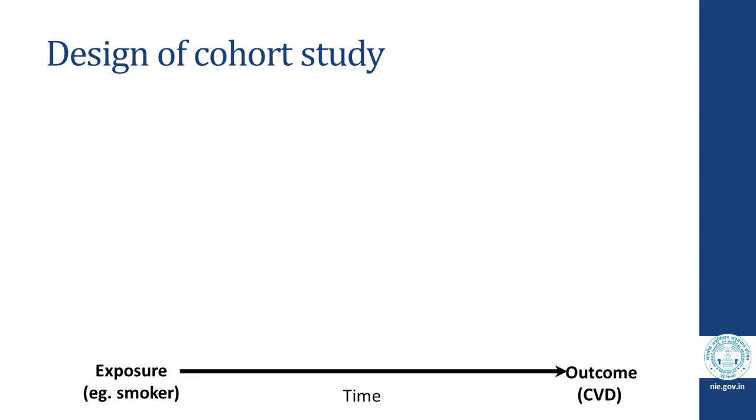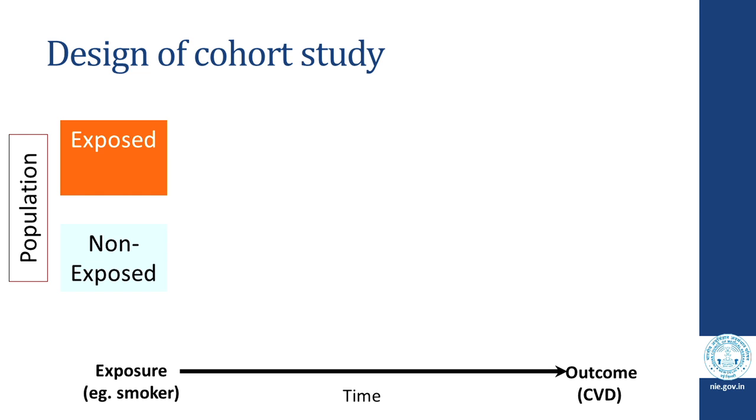As we know, cohort study will progress from exposure to outcome, and in this particular example, exposure is say cigarette smoking and outcome is development of cardiovascular disease. Cohort studies begin with selection of exposed and unexposed cohort, and in this example it would be people who are cigarette smoking and those who are not smoking. Once we identify this cohort, these cohorts are followed in time.